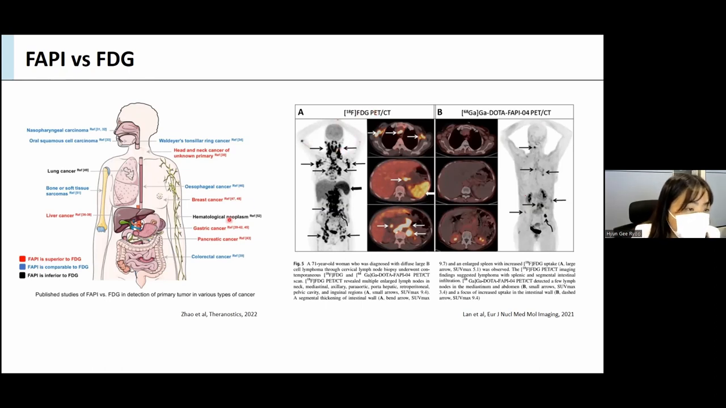As you can see in these images, this patient has a DLBCL, diffuse large B-cell lymphoma, and FDG PET shows very, very high uptake in the lymphoma involvement. But the same patient also took a FAPI PET, and the FAPI PET shows very, very low uptake in the lymphoma involvement lesions. So FAPI PET has a limited role in the evaluation of lymphoma patients.